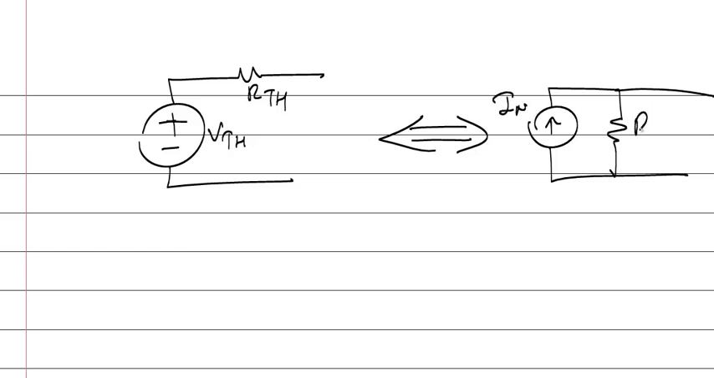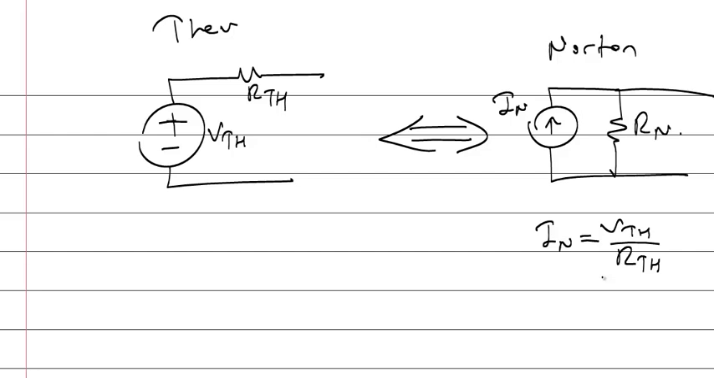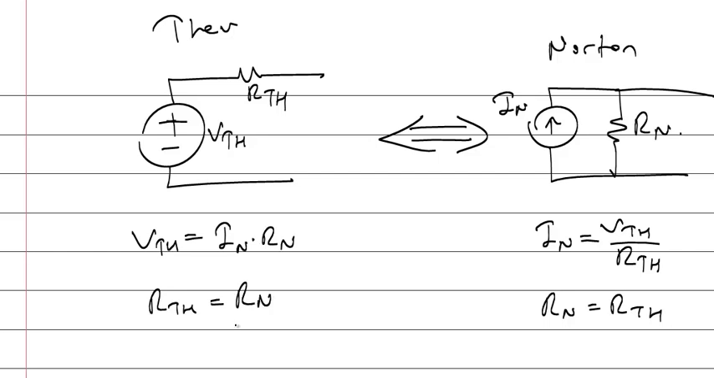This is I Norton, R Norton. If you know the Thevenin equivalent, you can calculate the Norton equivalent. If you know the Norton equivalent, you can calculate the Thevenin equivalent. If you know the left side, you will say I Norton is equal to Thevenin voltage divided by Thevenin resistance, and R Norton is equal to R Thevenin. If you know the right side, you can calculate the left side. V Thevenin is equal to I Norton times R Norton. R Thevenin is equal to R Norton.